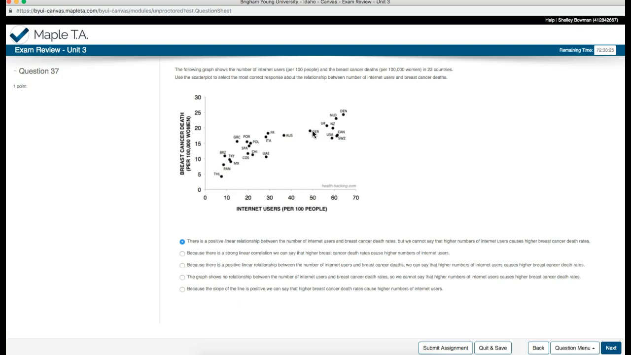We could put a trend line in. However, we can't say that one causes the other. We can simply state that there's a correlation between the two.